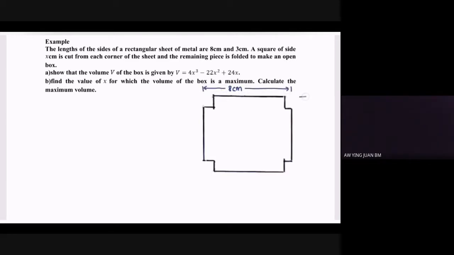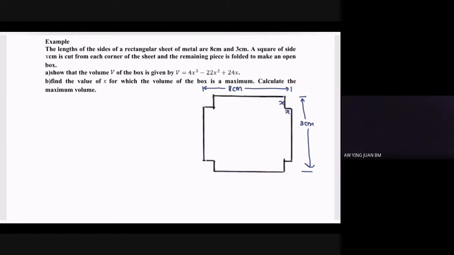And here we have 3 cm. A square of side x, so meaning that here we have x and x, is cut from each corner of the sheet, and the remaining piece is folded to make an open box. Show that the volume of the box is given by volume equals 4x cubed minus 22x squared plus 24x.